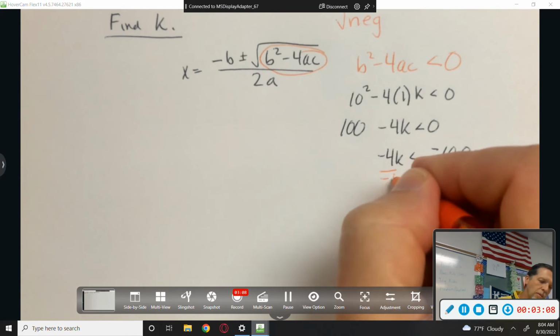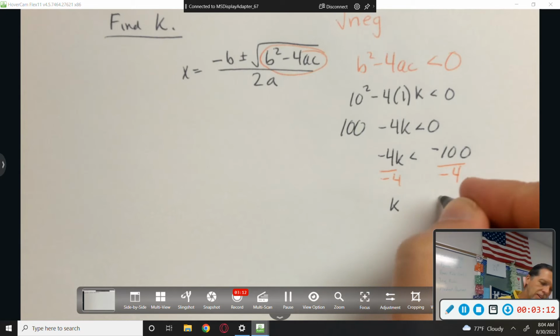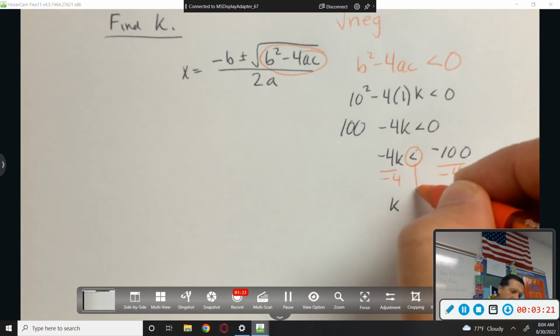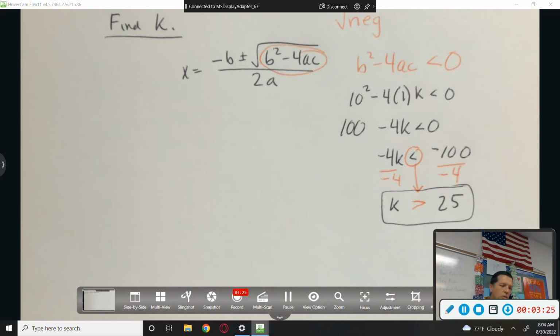This is a great reminder right here. Because when we divide by a negative, what do we have to do? Flip the sign of the inequality. So K has to be greater than 25.